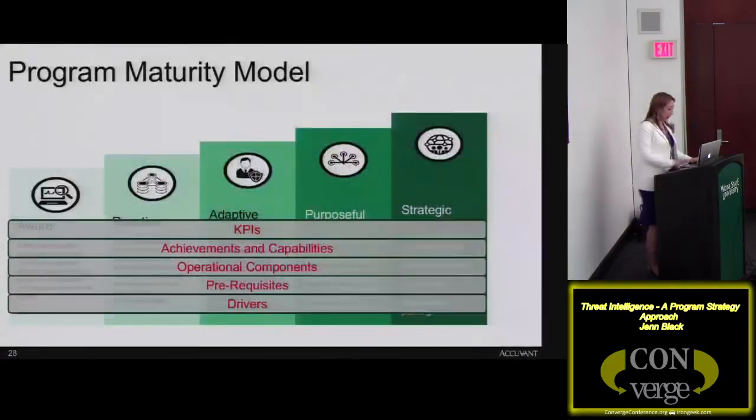So then the model components, as we've been going through our focus group sessions, we're asking these security leaders to help us identify what are the business drivers, what are the prerequisites, the operational components, which are what do I buy, who do I hire, what processes do I need to put in place, and then achievements and capabilities of each stage. What do you need to actually be able to do, and then how do you measure that against your security goals? What is important to your organization?